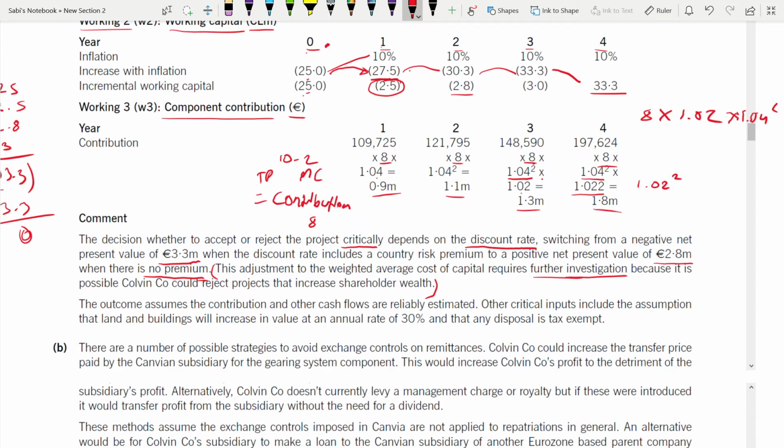Okay. Why is further investigation required? Because a small change can make a big difference. That's why investigation is required. They have told us also, because they could have rejected a project that could have increased shareholder wealth.